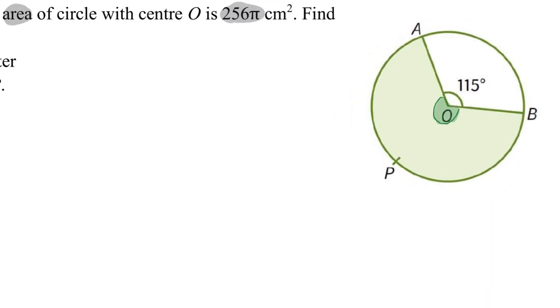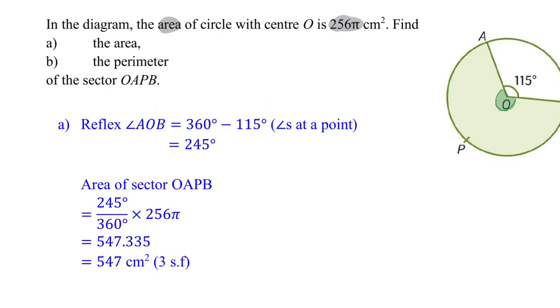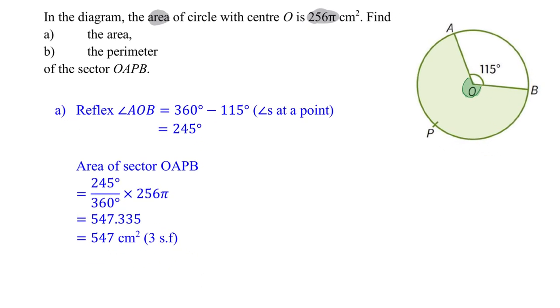So basically, when you see the working here, you will see that I've got my angle 245. And using this angle 245, I divide by 360 degrees. That will give me the fraction of the circle, multiplied by the area of the circle. Okay? And leave your answer to 3 significant figures.